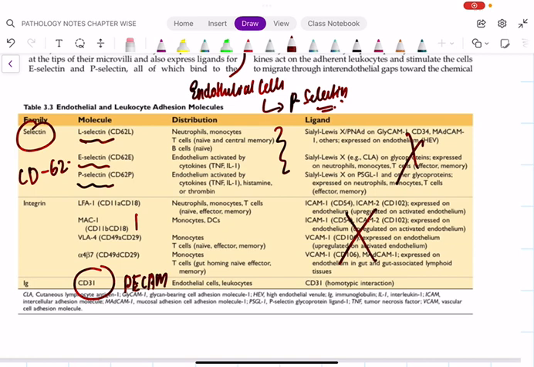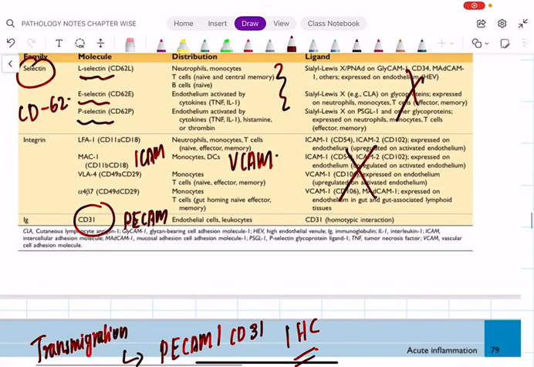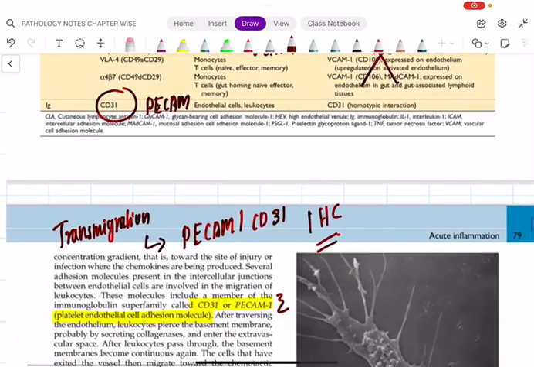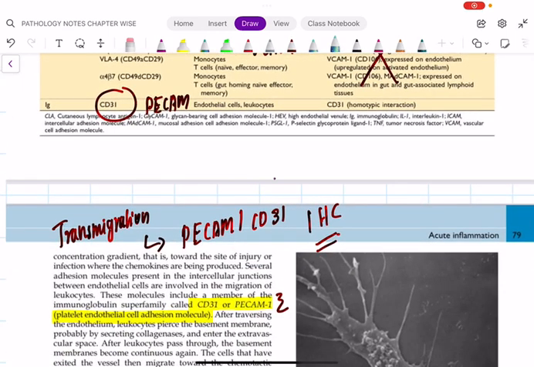Don't worry about the rest. Just remember two things: ICAM and VCAM. These are the two important integrin ligands which help in the process of adhesion, that is, attachment of the leukocytes more firmly to the endothelium. Just remember these two points, no other points. Don't waste your time mugging up all those things. They are not going to ask this at any cost. So transmigration, PECAM or CD31, this is VIP. You can't afford to miss this question.